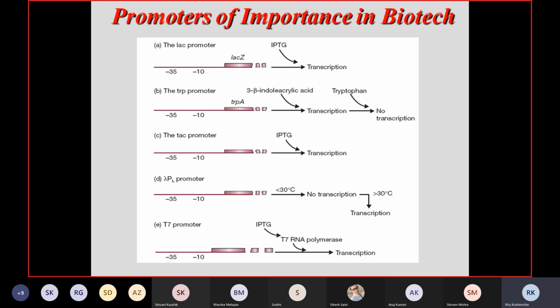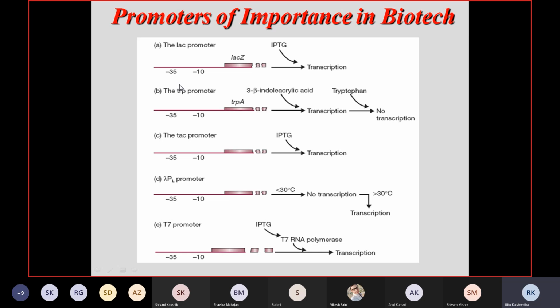But many times, what you use are the inducible promoters. So which are the inducible promoters that are generally used? One is the lac Z promoter, which you will find in many different commercial vectors. So what you have to do is clone your gene downstream of this promoter, provide IPTG from outside, and what you will get is the inducible expression of your protein.